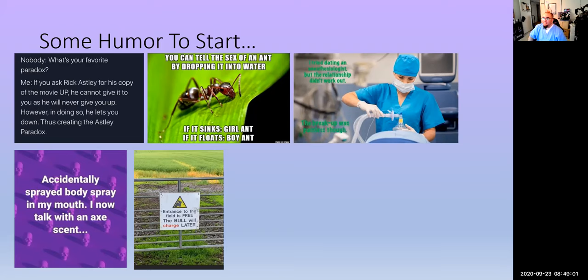I tried dating an anesthesiologist, but the relationship didn't work. The breakup was painless, though. I accidentally sprayed body spray in my mouth. I now talk with an accent. And the last one, I actually saw this sign. My neighbors back in Pennsylvania had this sign: Entrance to the field is free, but the bull will charge later.